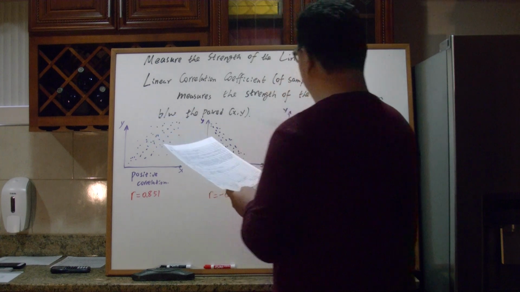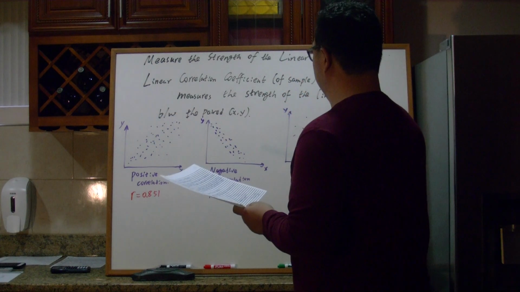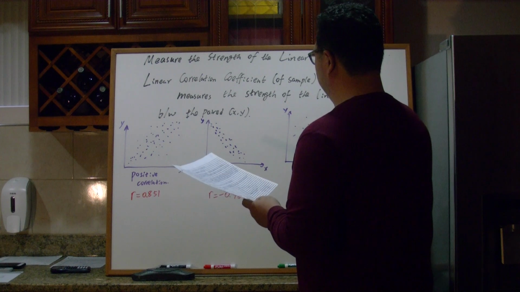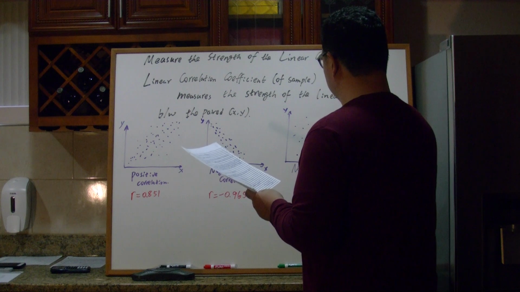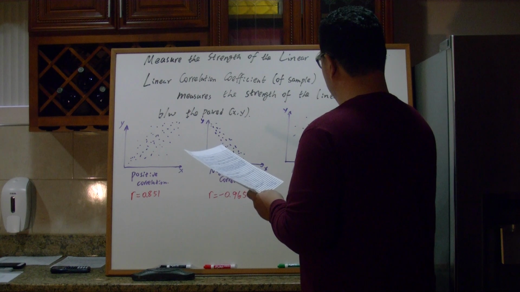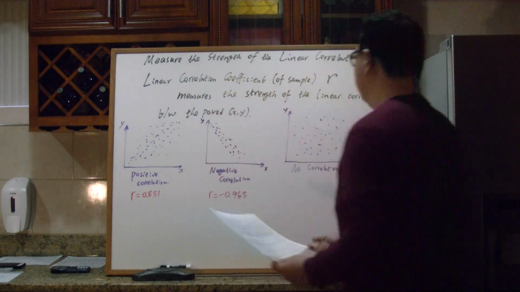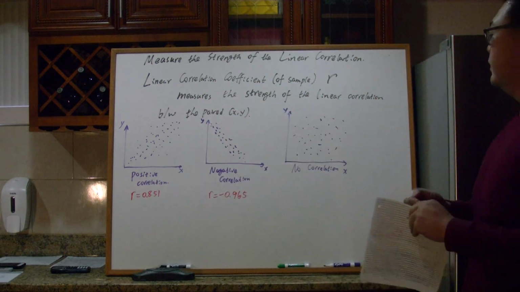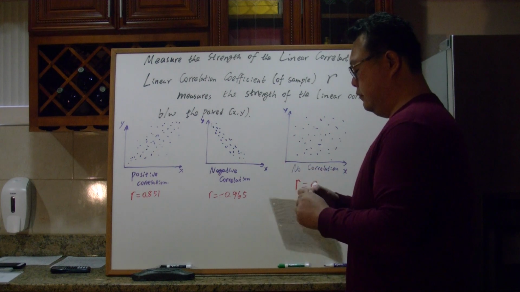Then the third graph is full of random points. This one cannot tell any correlation between the x and y values. We see the random points in the third picture. If we compute it, r is equal to 0.